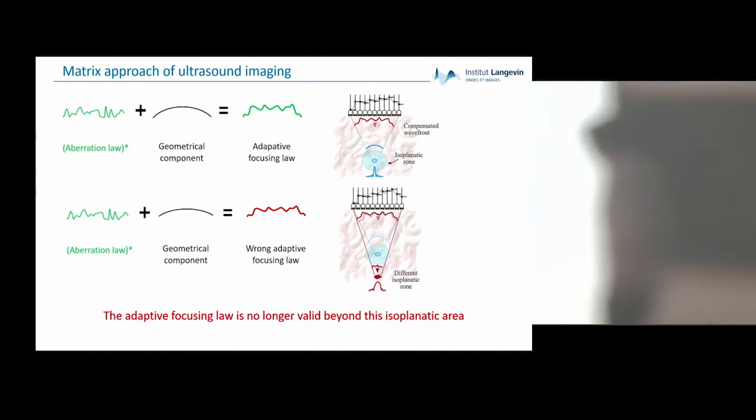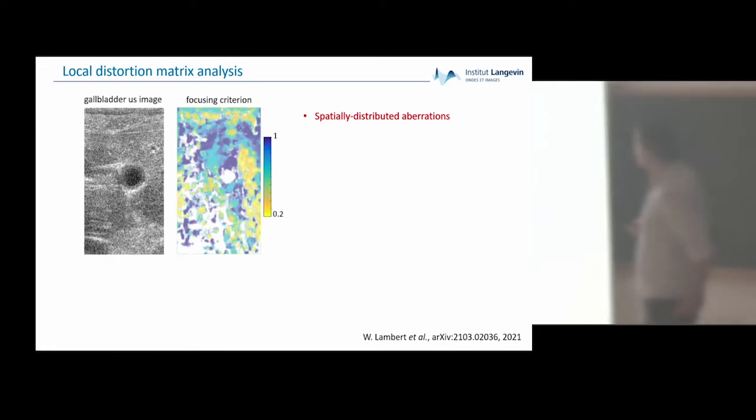Okay, and even so, you also have the lateral dimension of the isoplanetic patch, but you also have a finite extent of the isoplanetic patch in depth. So you have the same problem in depth. So you have spatially distributed aberrations. So that's a big problem.